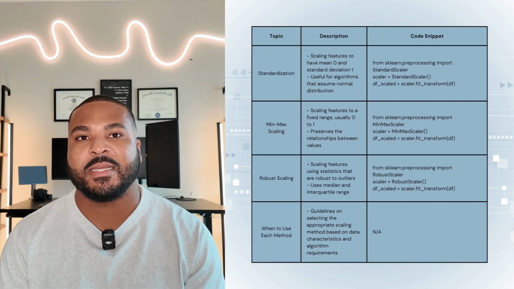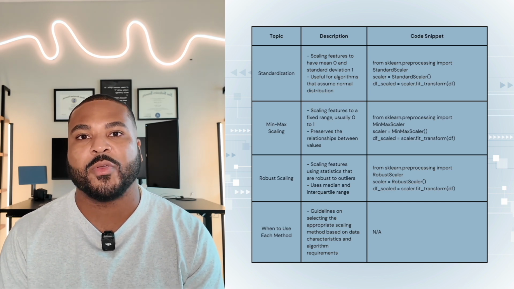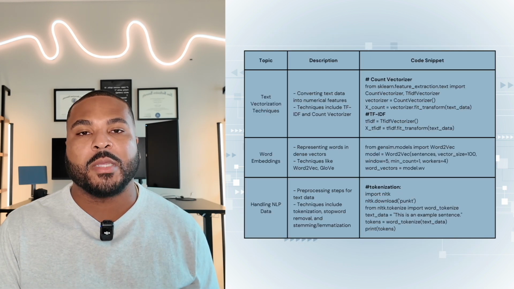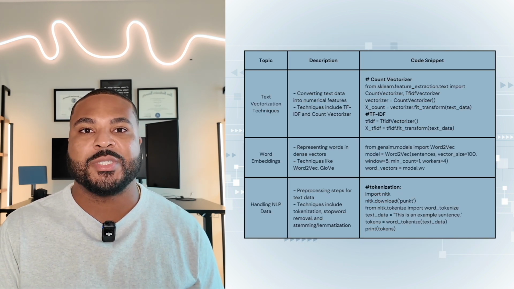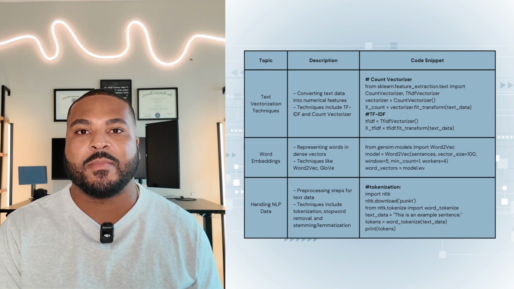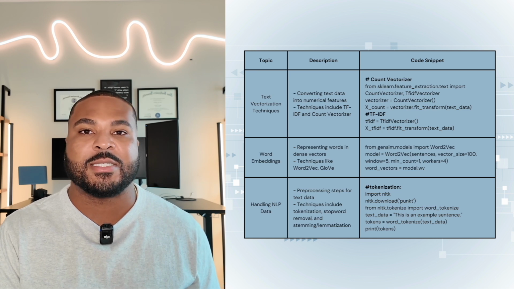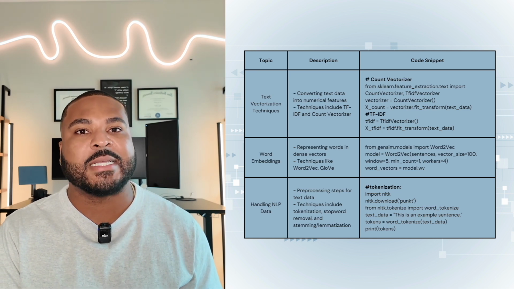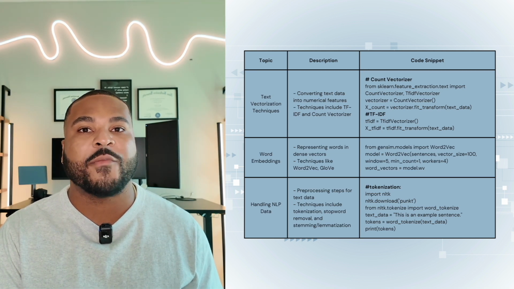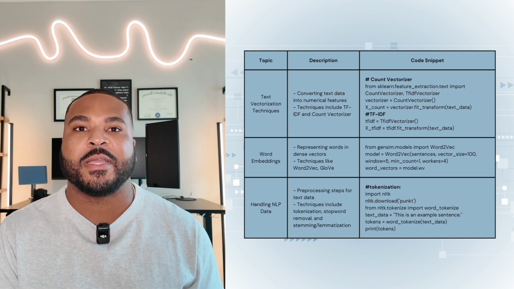So by understanding and applying these scaling techniques appropriately, you can improve the performance and convergence of your machine learning models. So when working with text data, it's essential to convert the text into numerical features that machine learning models can process. This process is known as text vectorization. Two common techniques for text vectorization are TF-IDF, known as term frequency inverse document frequency, and CountVectorizer.